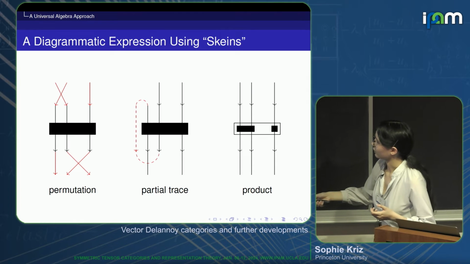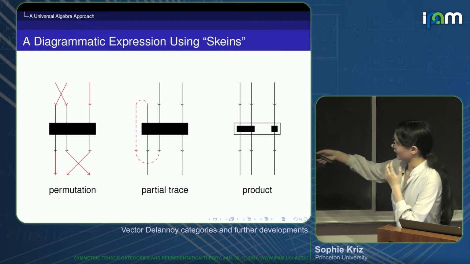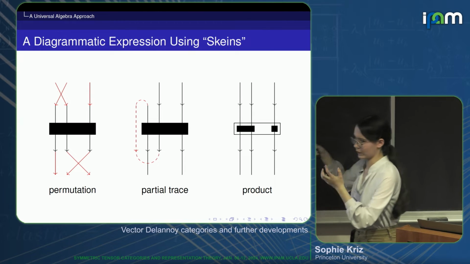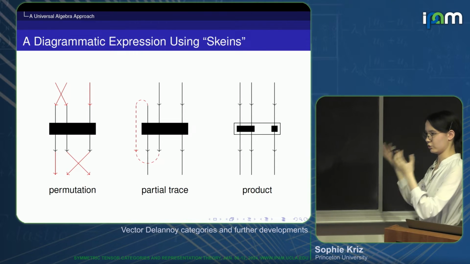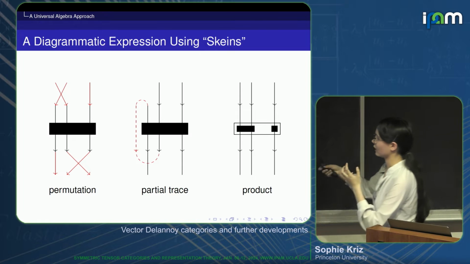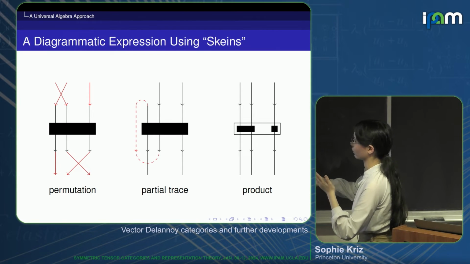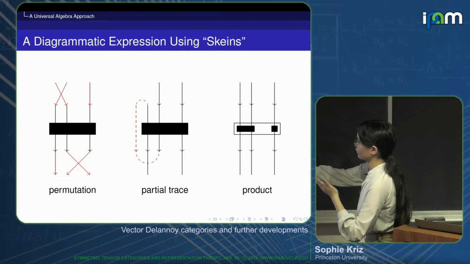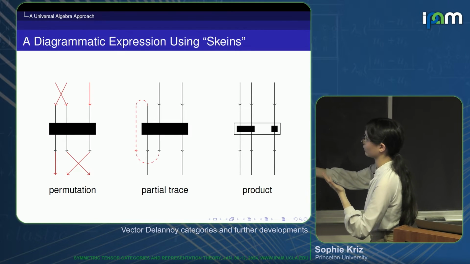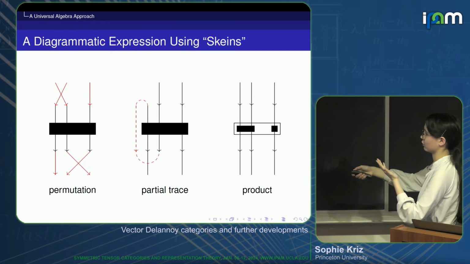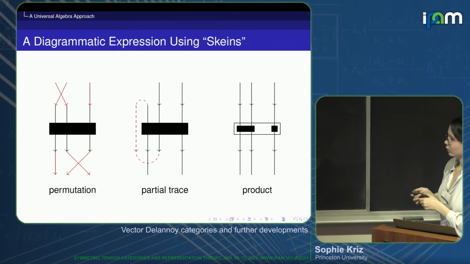So here's just some heuristic way of thinking about these generators of these T S T spaces being these boxes, and this red can be thought of as this permutation or partial trace, or this is a product.